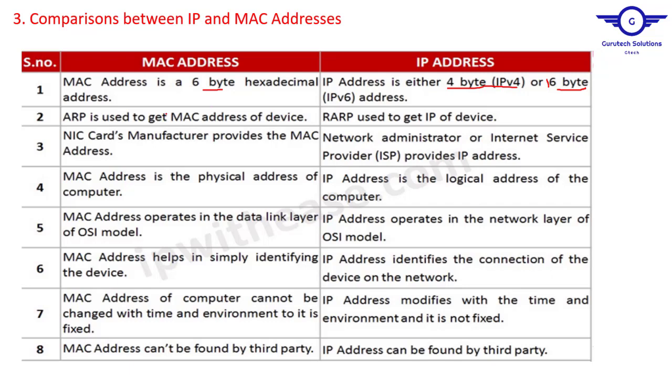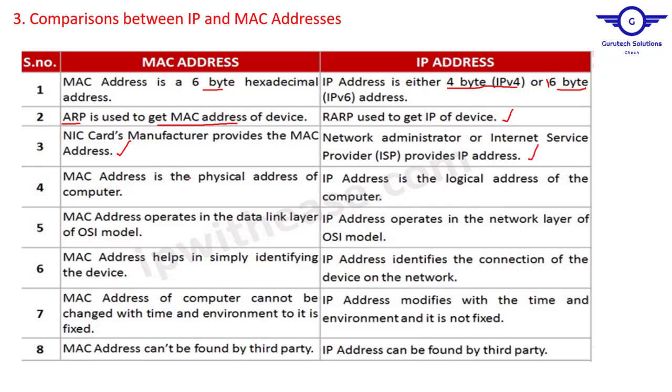All right. Now, point number 2, we see that for a MAC address, ARP, which is Address Resolution Protocol, is used to get the MAC address of the devices. But for an IP address, Reverse Address Resolution Protocol is used to get the IP address. Point number 3, the network interface card manufacturer provides the MAC address, meaning it's permanent and you cannot change it. But for the IP address, anyone can assign it, be it a network administrator or the internet service provider.